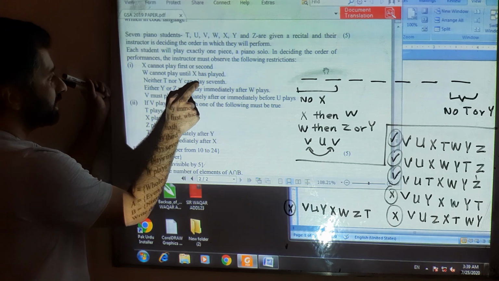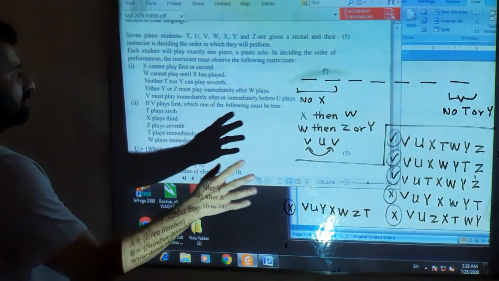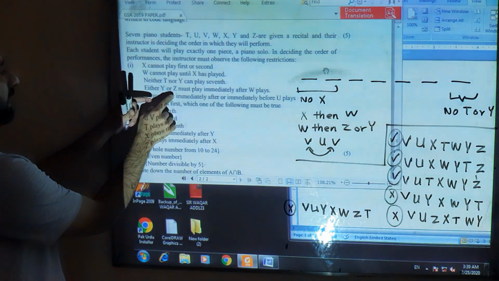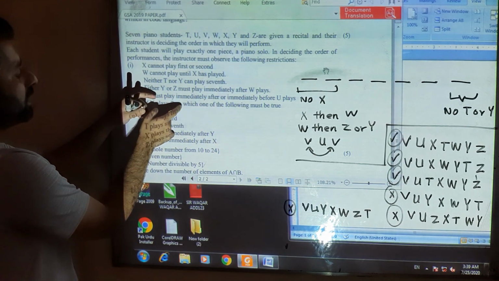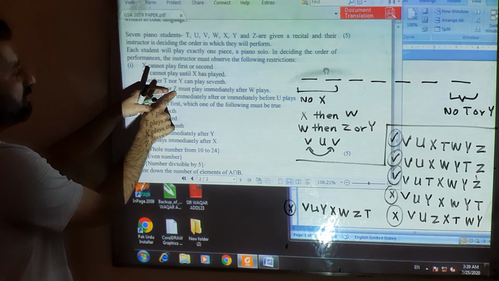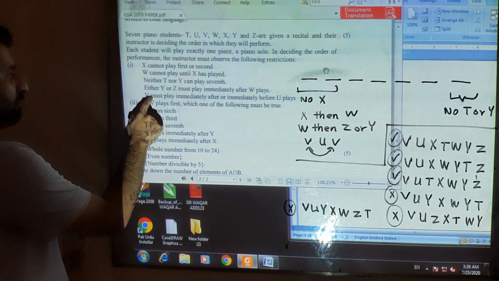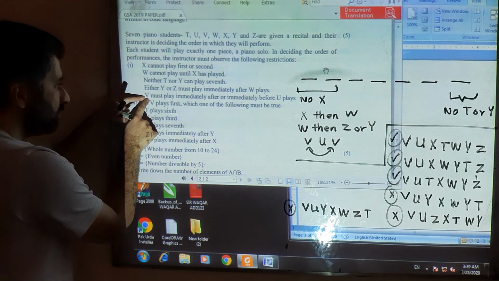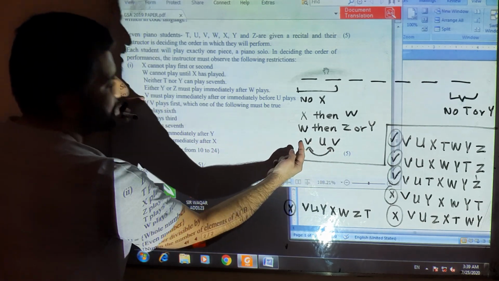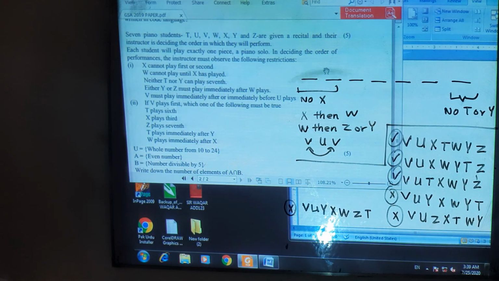Neither T nor Y can play 7th. This is 7th. No T or Y. They cannot play at 7. Either Y or Z, any one of them, must play immediately after W. That means after W, either you will have to play Y or you have to play Z. So first of all W, then Z or Y, your choice. V must play immediately after or immediately before U. These are the set of conditions. Now make possible patterns. First of all, make possible patterns, then you have to choose your answer.